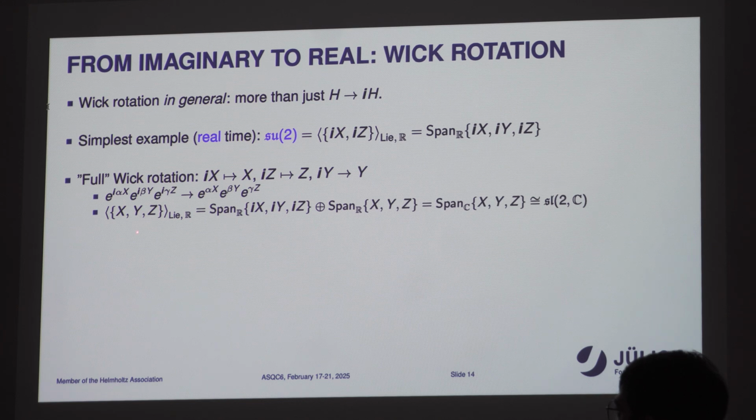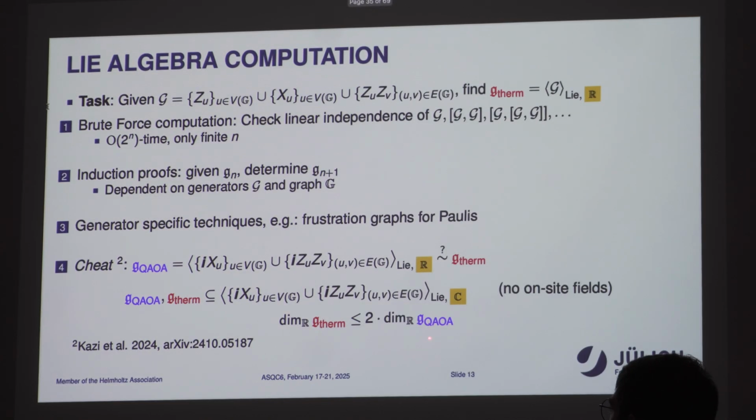But what happens if we do this is that we essentially get a double copy of the original system, because through commutators, say of X and Y, we get an IZ, and so from the commutators of the purely Hermitian Pauli matrices, we also get the skew-Hermitian ones. So what we end up getting is the full complex Lie algebra. In the previous slide, this would mean that the Lie algebra that we get saturates this bound.